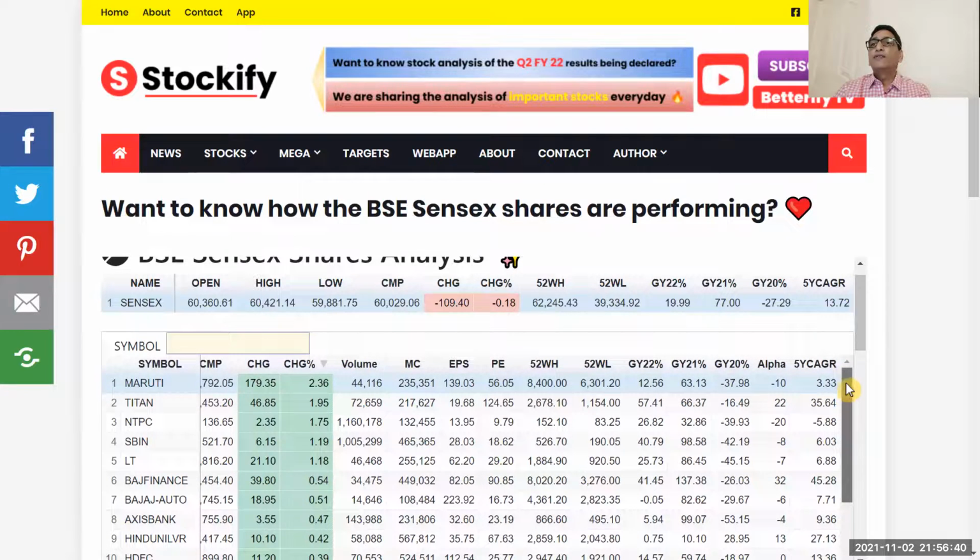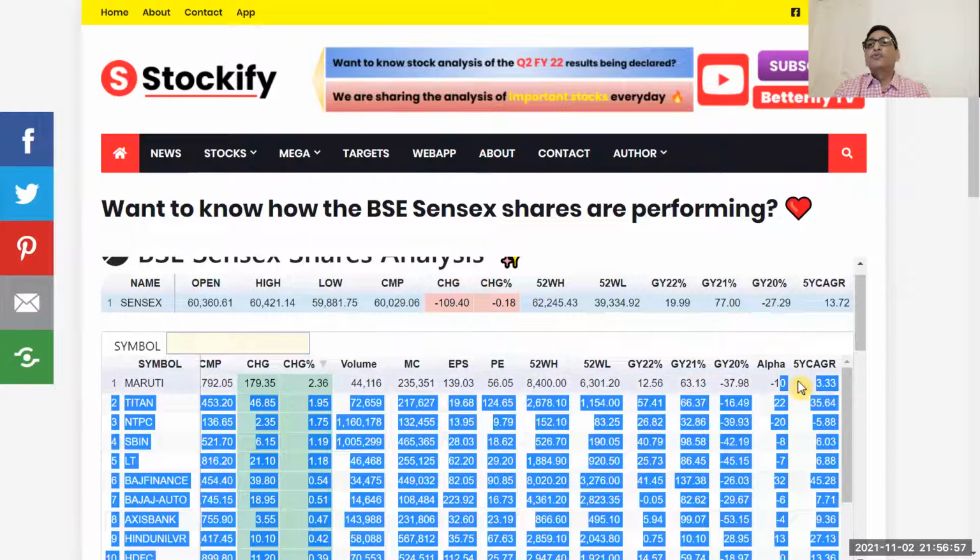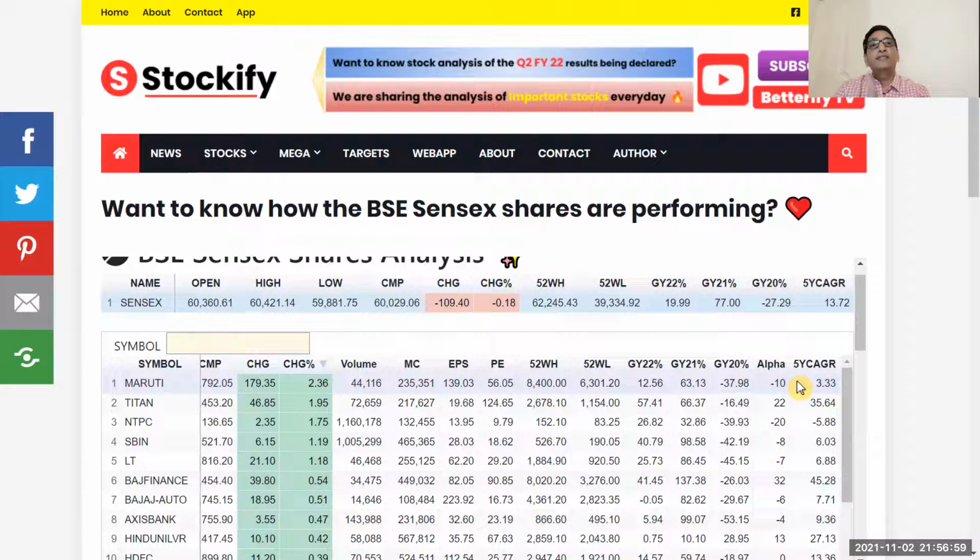So since we were talking about Maruti, Maruti is not giving any alpha. Maruti is not beating the market, but it is giving a negative alpha of 10%. Okay, so like that you can identify the better stocks or the value stocks.